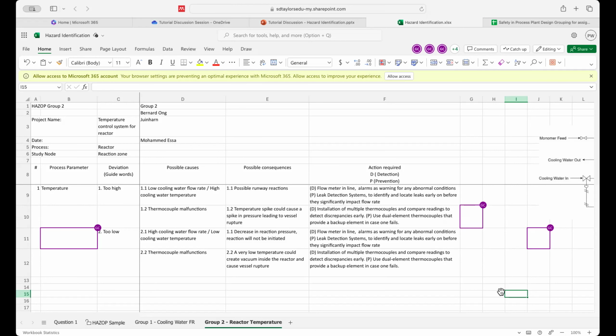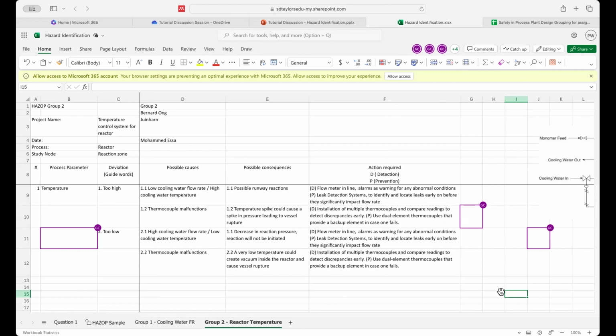The detection will be adding a flow meter in the cooling water supply, and putting an alarm as a warning if the water flow rate changes to too low. And the prevention will be a leak detection system in the cooling water supply to identify and locate any leaks in the supply before it impacts the flow rate significantly. And the second cause will be malfunction in the thermocouple.